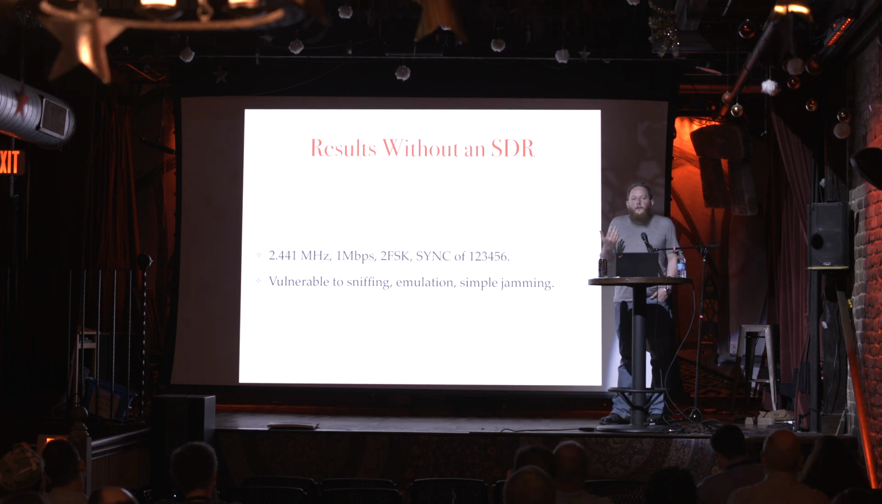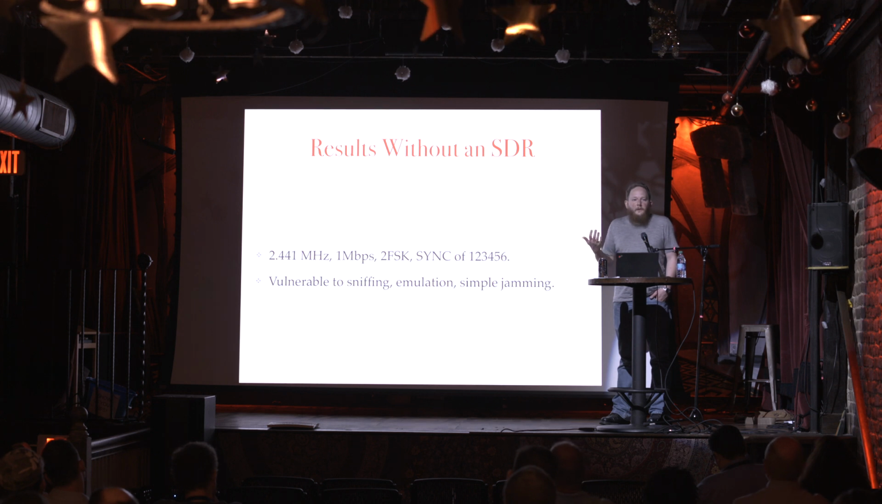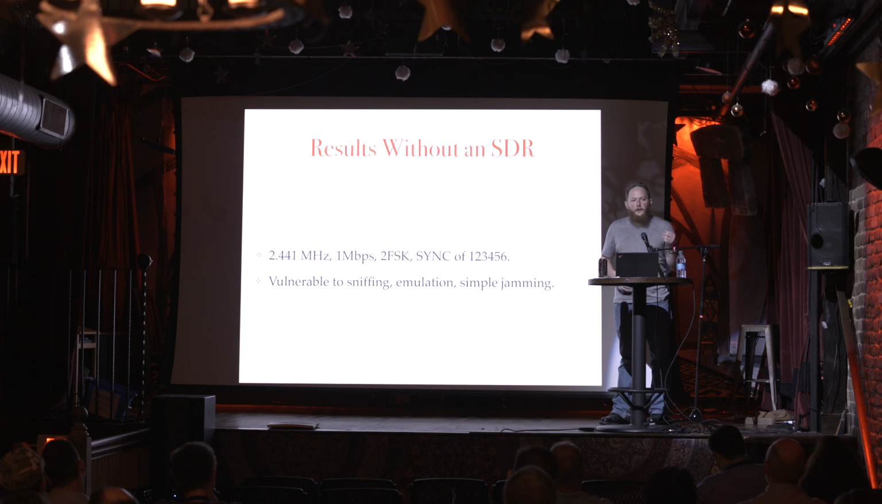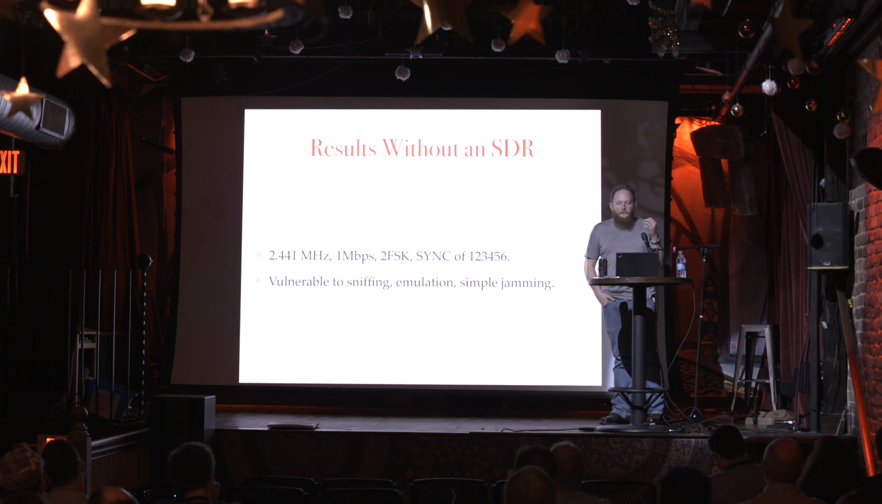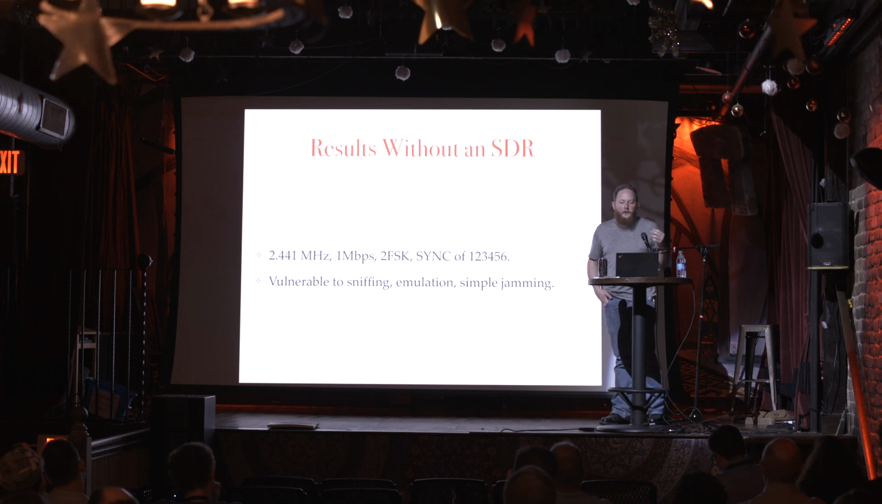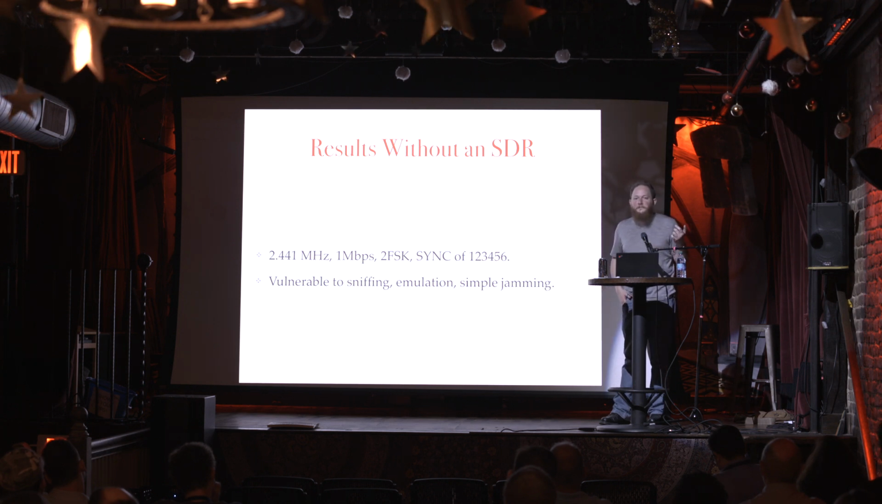So I needed to know this 3 to 5 byte field that would describe where the packets begin in the air in order to tell my receiver what to match on. And this secret number that made me do all of this work turned out to be 1234.56.